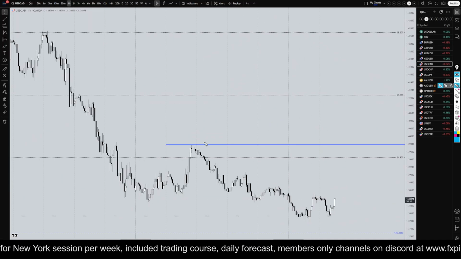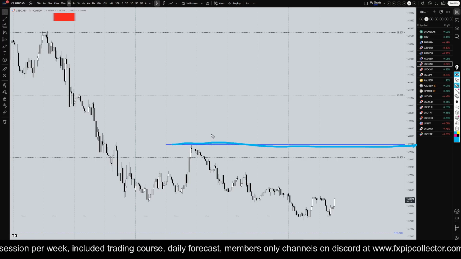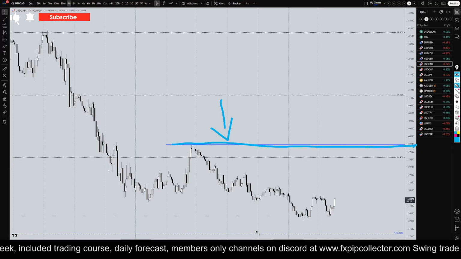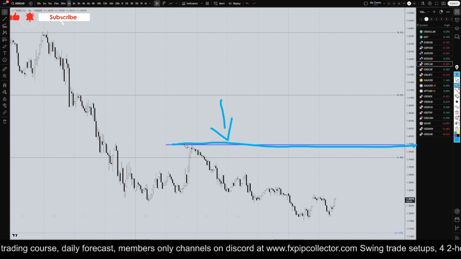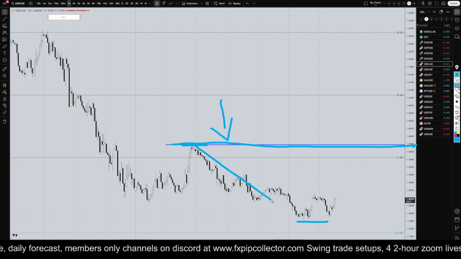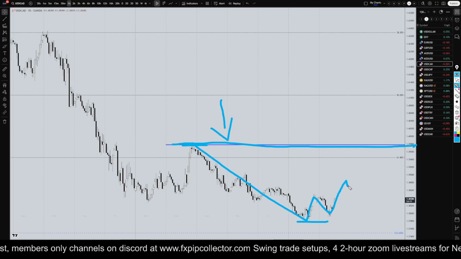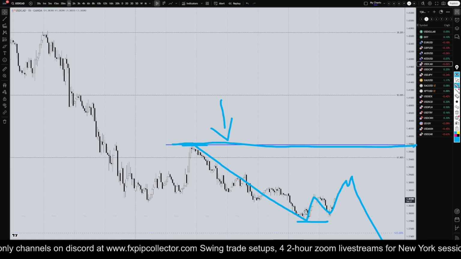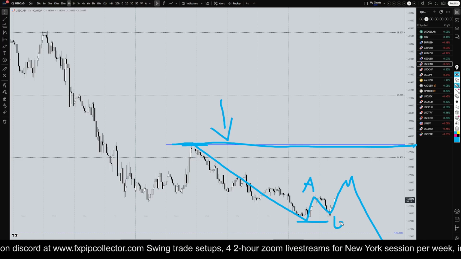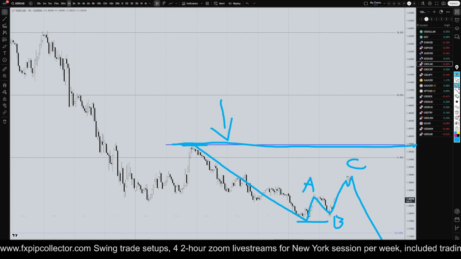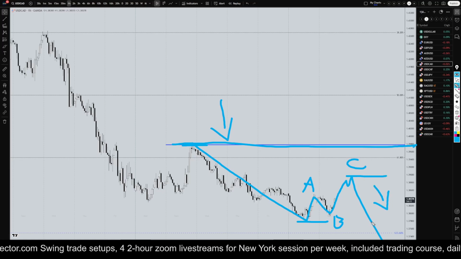Going down to the 1 hour time frame, this is the structure level that would prove to me that the downtrend is over. Anything that happens between this line and where we're at now could possibly just be an A, B, C correction to the downtrend. So if it does make an A, a B, and a C, and then makes a lower high, then that definitely would end up pushing us down more.